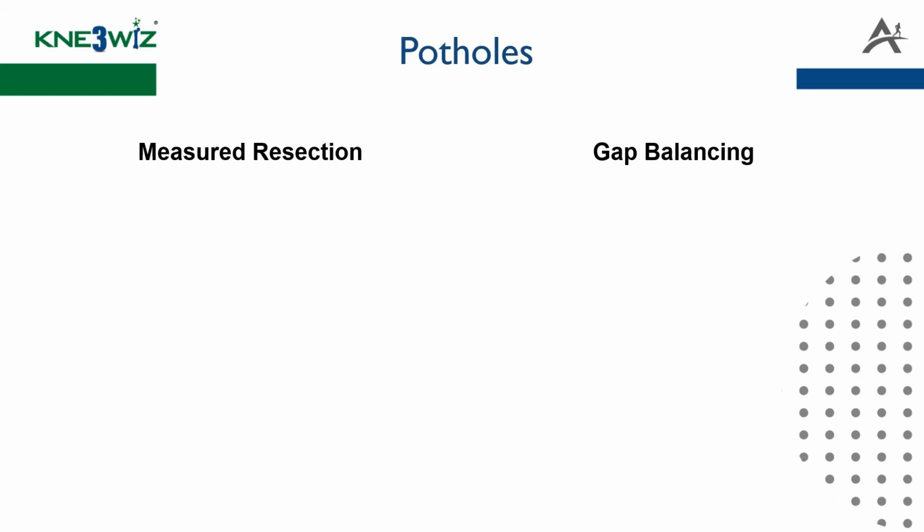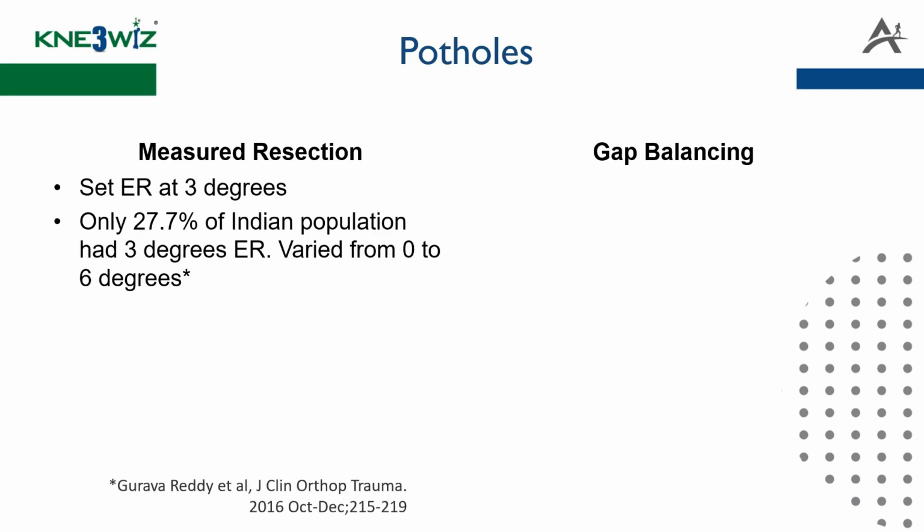If we were to look for potholes, first with measured resection, we normally set the external rotation at 3 degrees. Work of Gurvareddy and others has shown that only 27.7% of Indian population has 3 degrees external rotation. The rotation varied from 0 to 6 degrees.